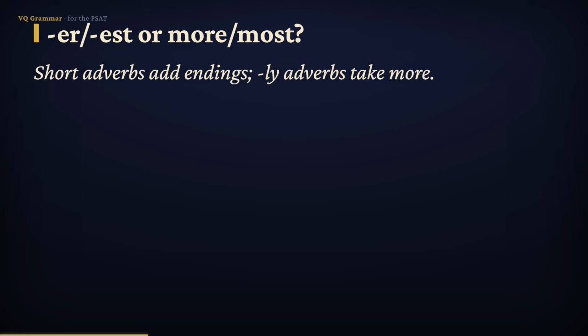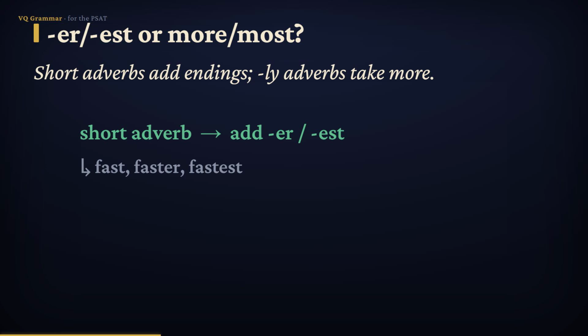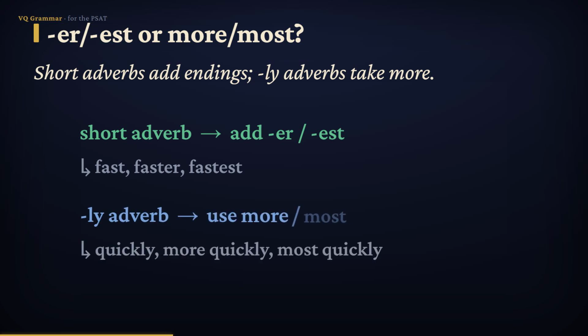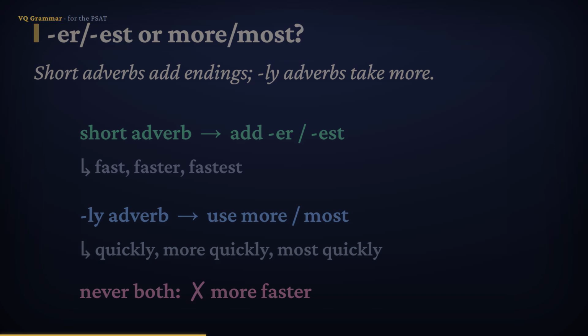Now, which one do you use, the ending or the word more? It depends on the adverb. Short adverbs, the ones that don't end in ly, just add er and est. Fast, faster, fastest. Adverbs ending in ly, and most longer adverbs, take more and most instead. Quickly, more quickly, most quickly. And here's the trap to avoid. Never use both at once. More faster is wrong. Pick one, never stack them.